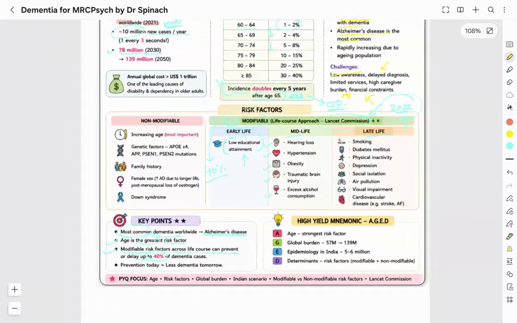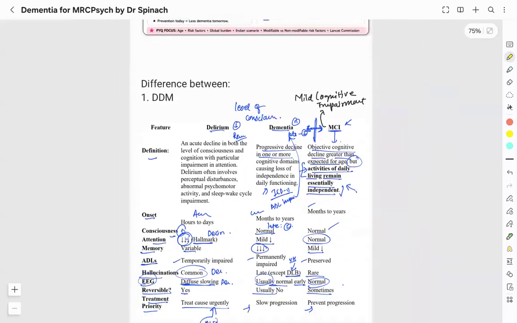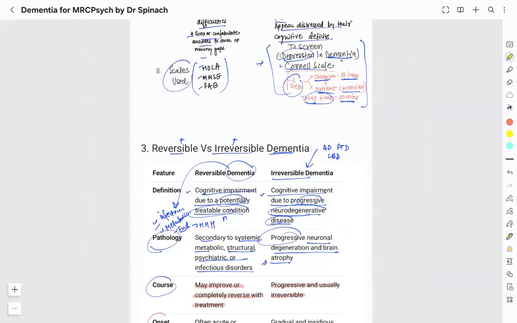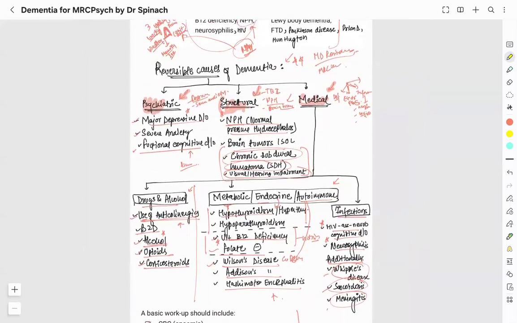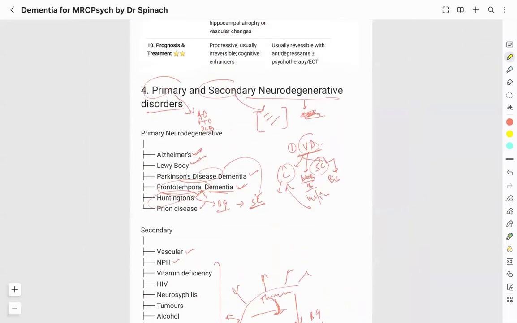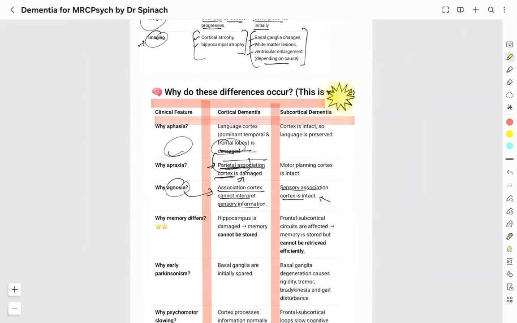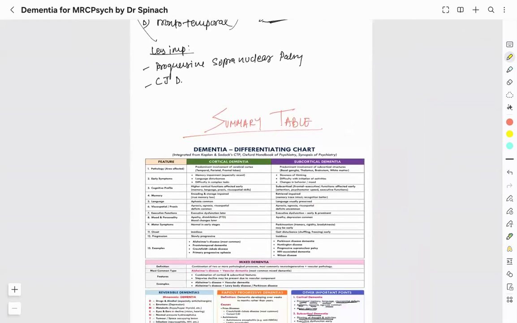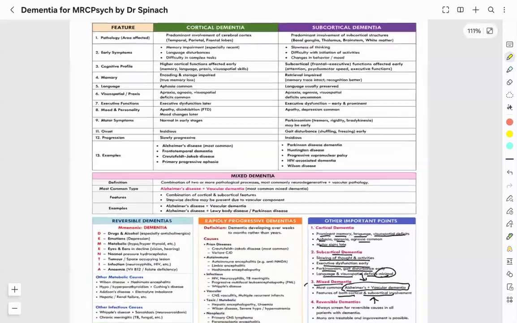We also saw the risk factors of dementia, both modifiable and non-modifiable. Then we saw the differences between delirium, dementia, and mild cognitive impairment, dementia versus pseudodementia, reversible versus irreversible dementia, causes of reversible dementia, primary versus secondary neurodegenerative disorders, and cortical and subcortical dementia. And there is a summary table which I will be sharing on the Facebook group that is linked in the description section here.